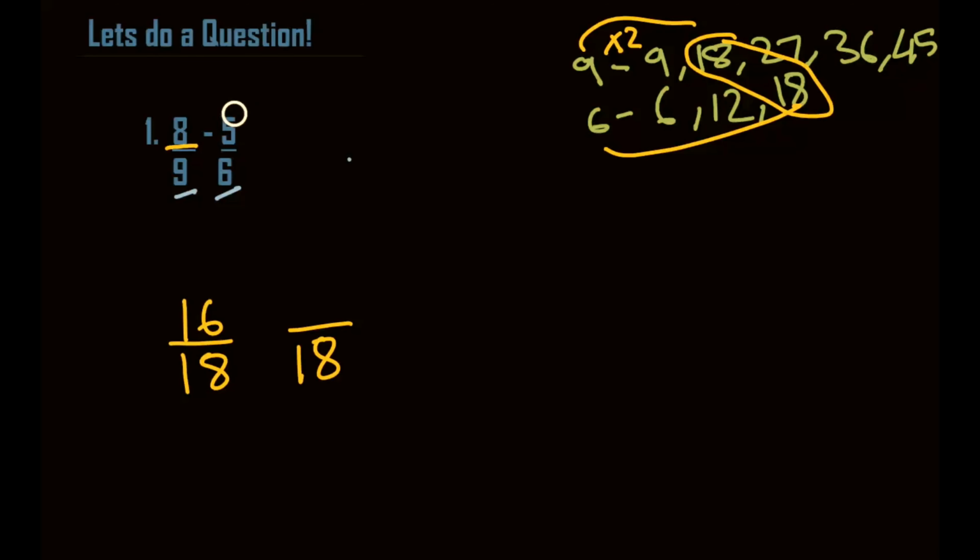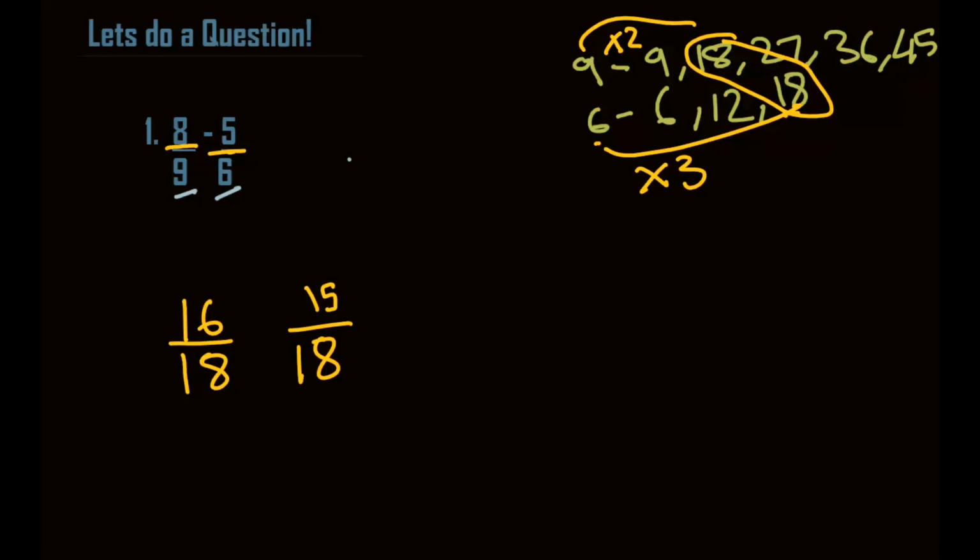And then we have 5. First, we look at how we got from 6 to 18, because our denominator here is 6. We did 6 times 3 to get to 18. So again, we'll be doing 5 times 3. 5 times 3 equals 15. So our second numerator is going to be 15.